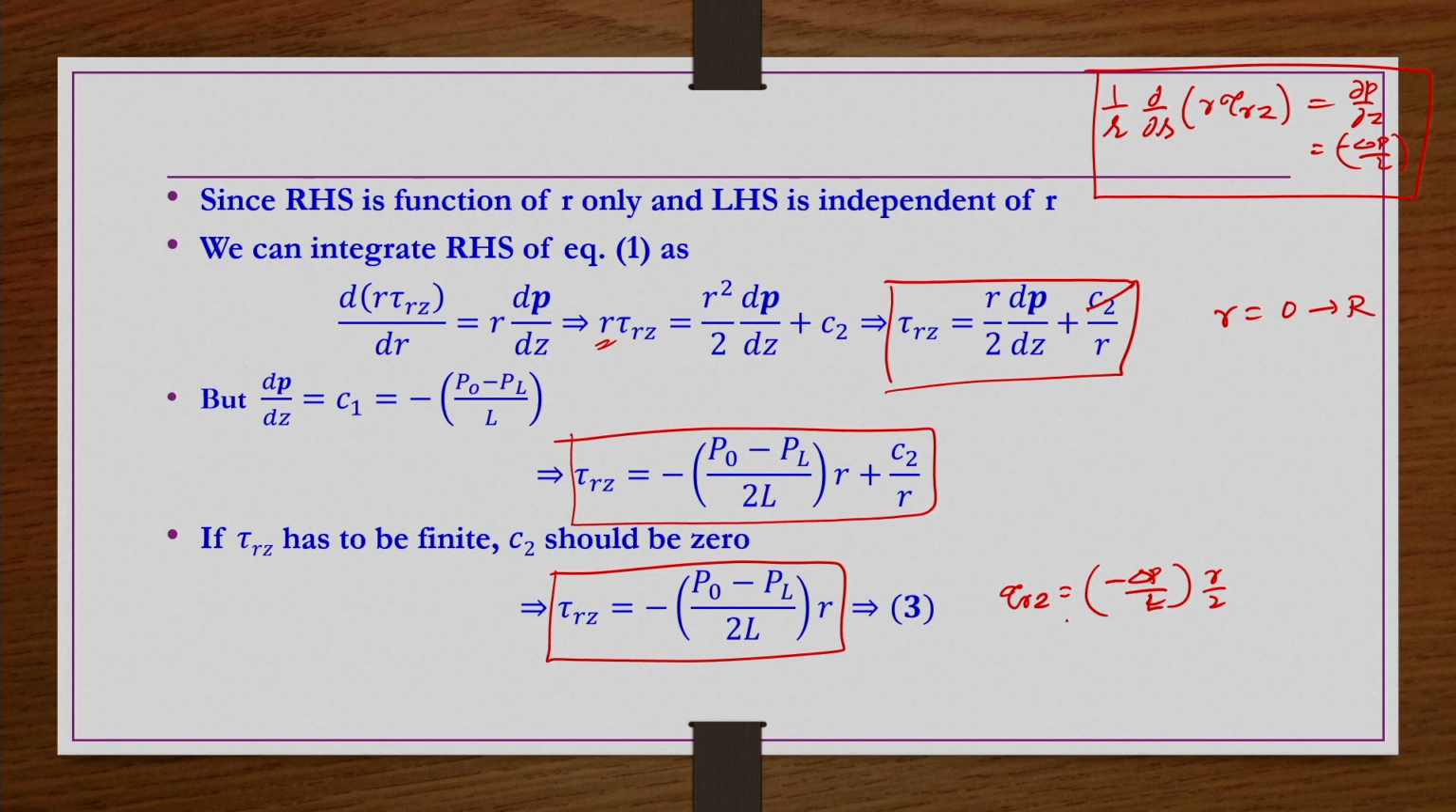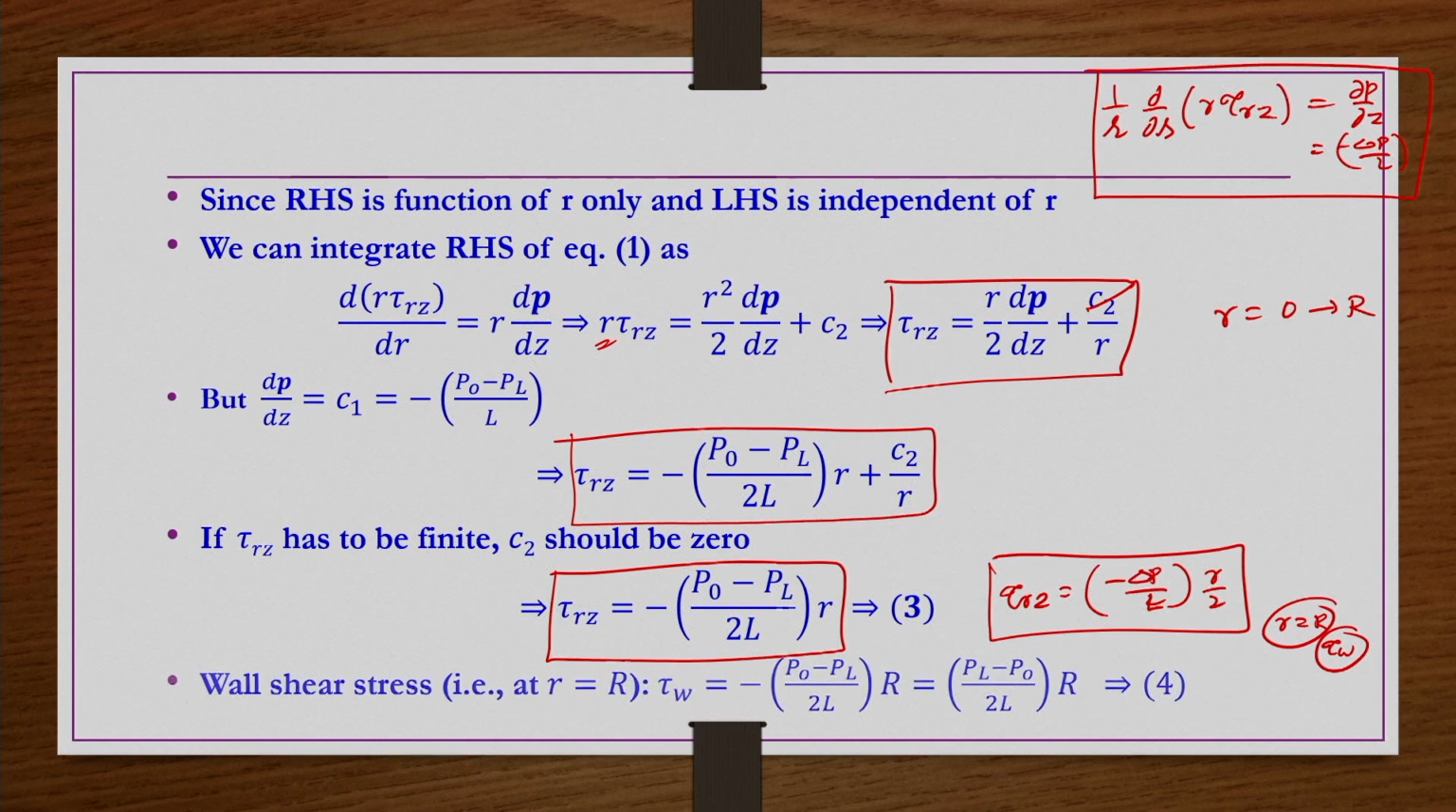So, the shear stress is linearly changing with r location. It is 0 at the center and maximum at r equal to capital R. That is what we can understand from this equation number 3. So, what is the maximum value of shear stress? If you substitute r equal to capital R, then you get the maximum value of shear stress, which is nothing but the wall shear stress. So, that is tau w is equal to minus delta p by L capital R by 2, right.